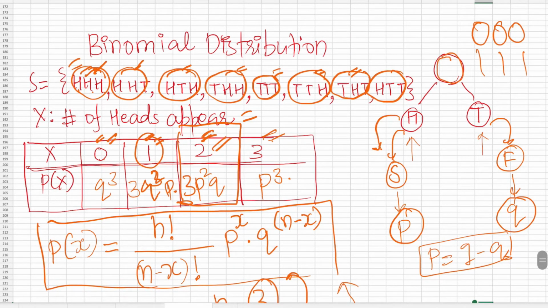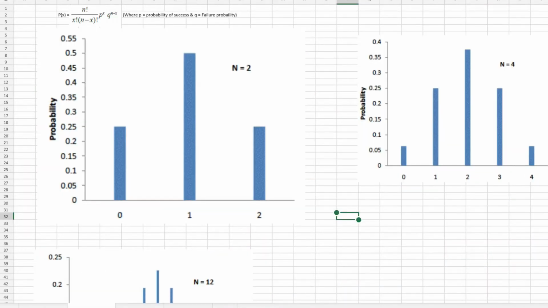What are the limitations? Prior to going directly into the limitations, I would like to try to understand why the binomial distribution is actually the mother of the Gaussian or normal distribution. So let's consider different scenarios.